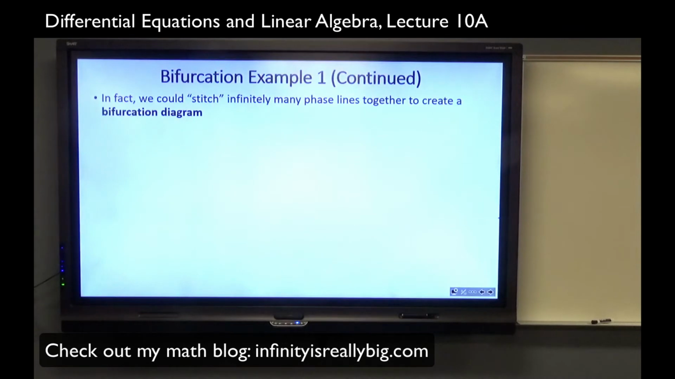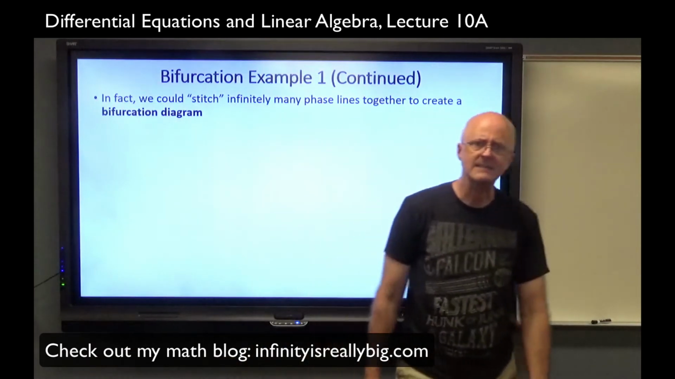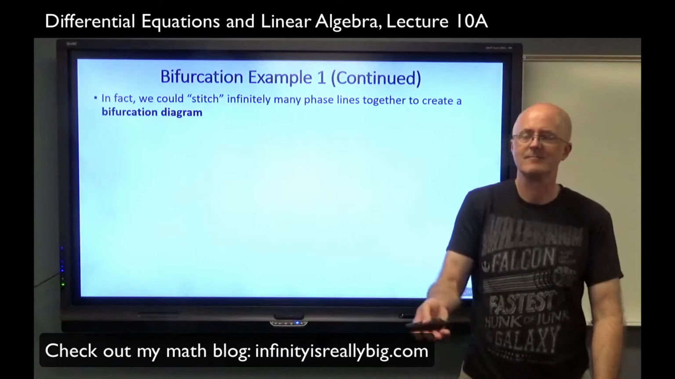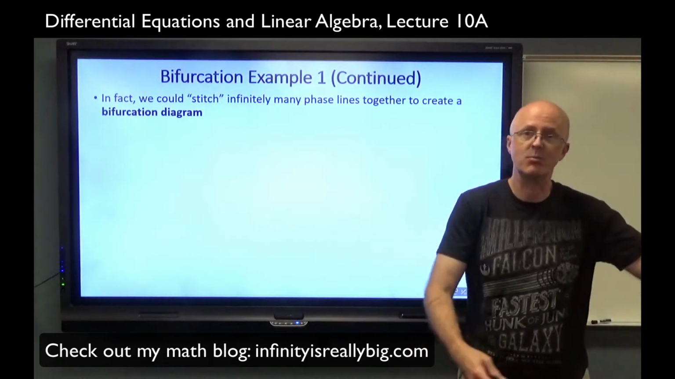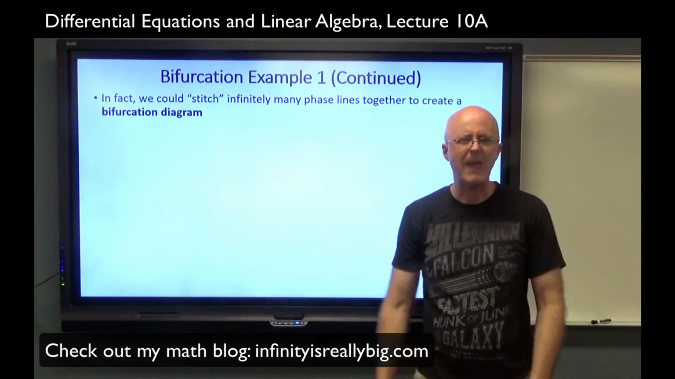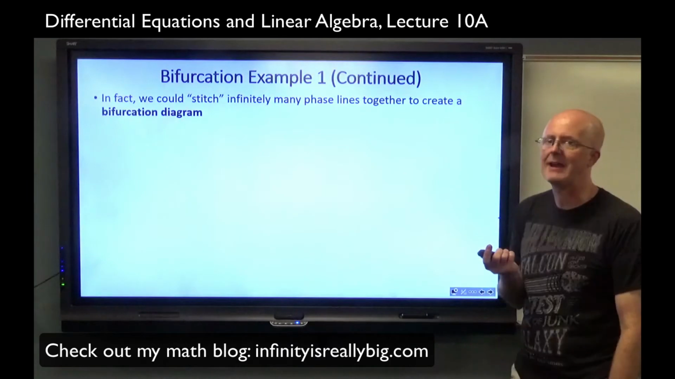However, we can do even more. We could stitch together infinitely many phase lines. We picked mu as -4, 0, and 4, but what if we did mu is 1.7, or mu is 2.9, or mu is pi? Imagine putting a bunch of phase lines together, infinitely many, and you get something called the bifurcation diagram.